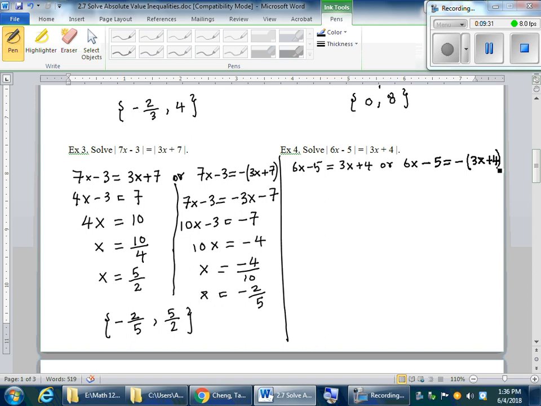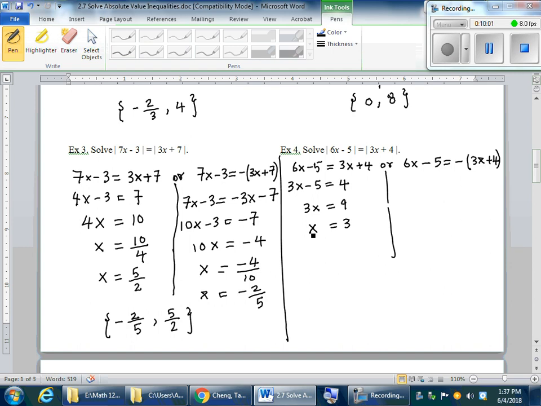So solving in each case, adding 3 to both sides, that will become 3x minus 5 is equal to 4. Adding 5 to both sides, 3x is equal to 9. Dividing both sides by 3. So therefore, my x is equal to 3.